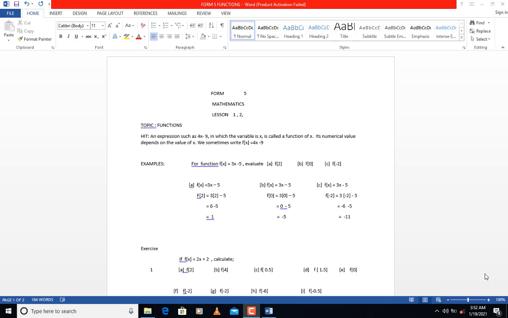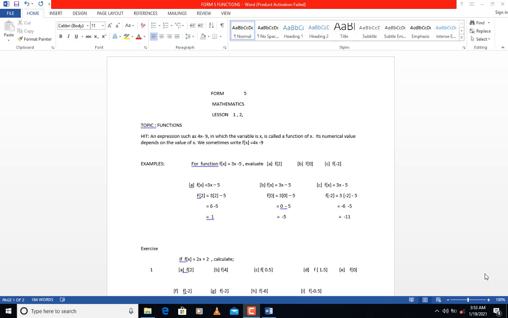Now, we are in lessons 1 and 2. This is mathematics, lessons 1 and 2. In this topic, we want to learn about functions. That is the topic which we want to quickly look at, functions, in preparation for our exams.